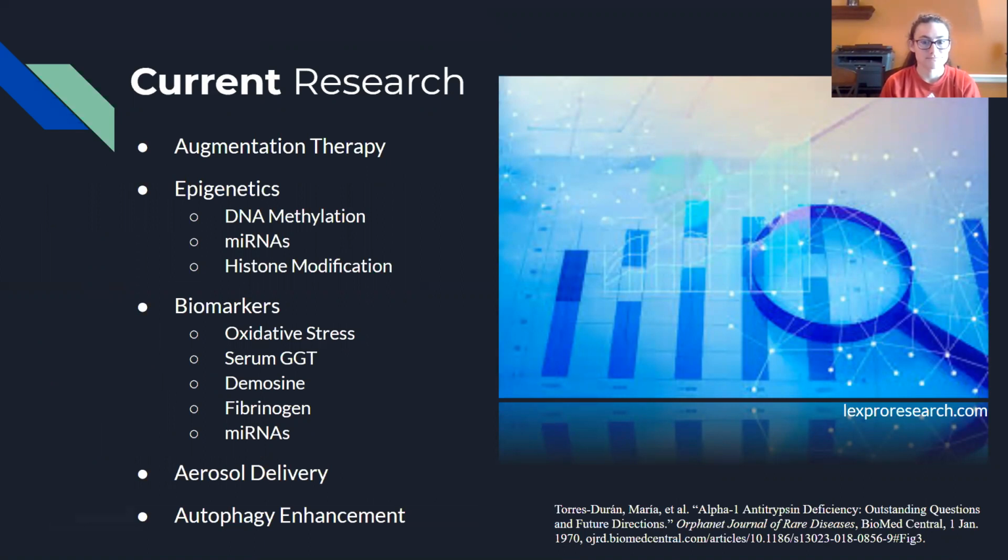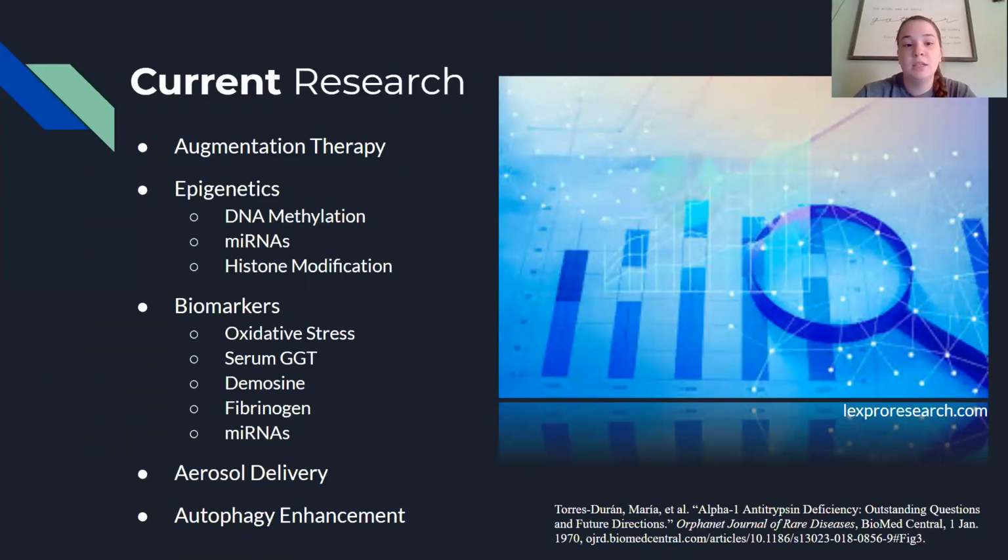Many research avenues regarding AATD treatments are being investigated by scientists. Augmentation therapy, which is an intravenous infusion of AAT, has been through many trials and is still being researched. This will be discussed later on. Also, different research has begun in epigenetics and genetic modifiers. Epigenetics refers to changes in gene expression that are not caused by DNA sequence change. At a molecular level, three distinct but interconnected systems, including DNA methylation, histone modification, and non-coding RNAs, are involved in epigenetic gene expression.